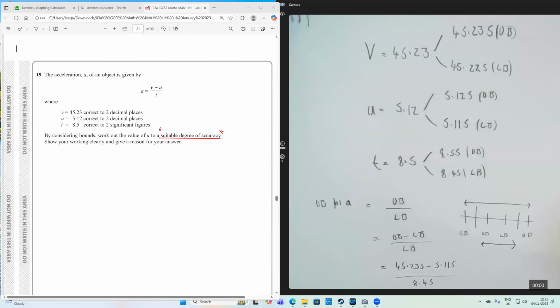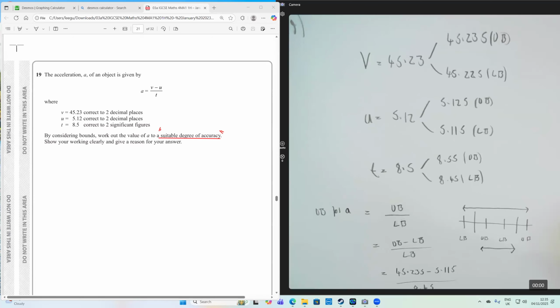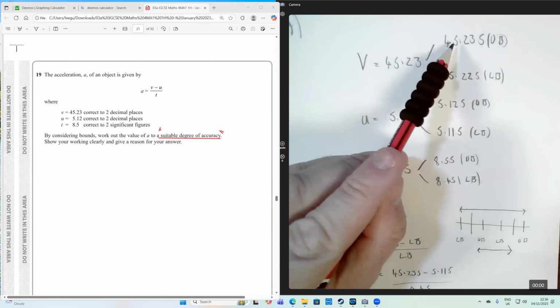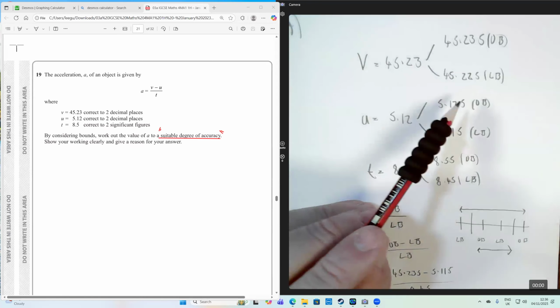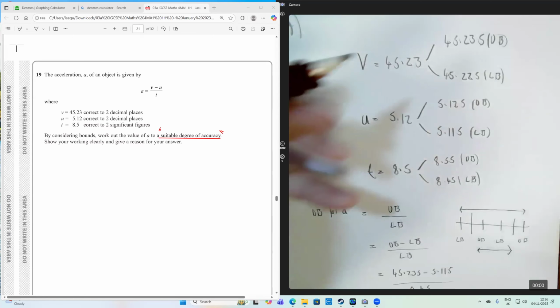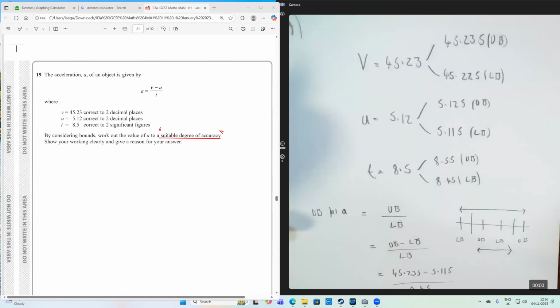So first of all, the way to start this question is by writing out the upper bounds and lower bounds of all of the individual components. So V is 45.23, correct to 2 decimal places. So the upper bound is going to be 45.235. The lower bound is going to be 45.225. So there's my upper and lower bound.